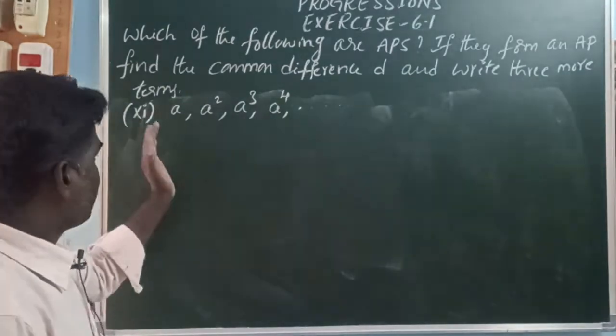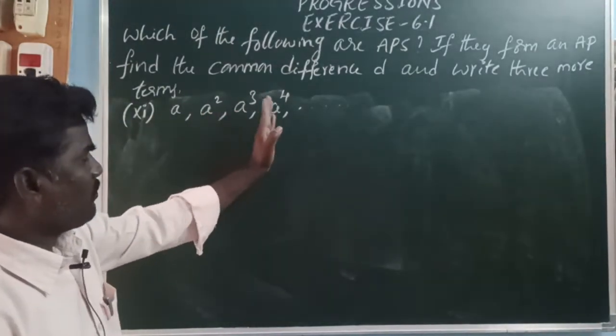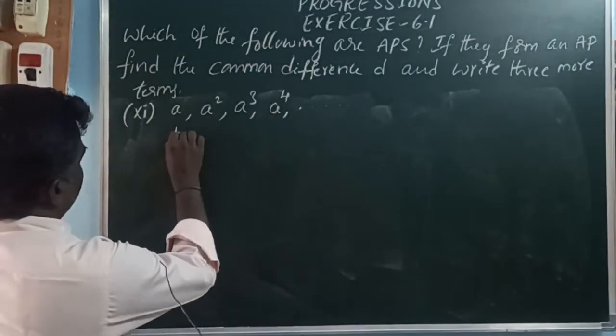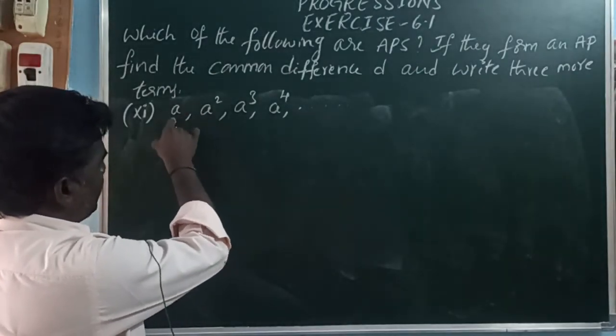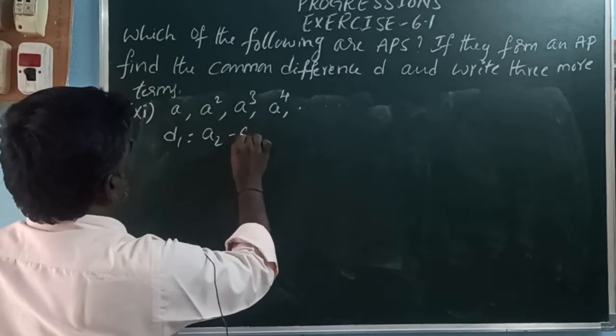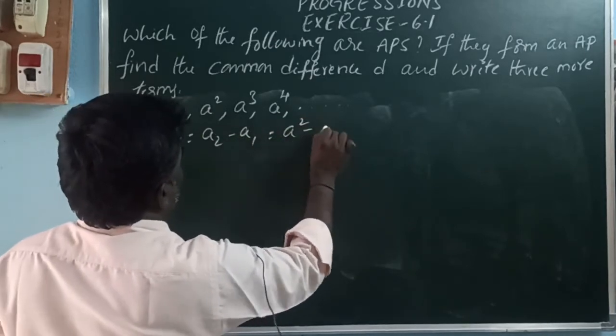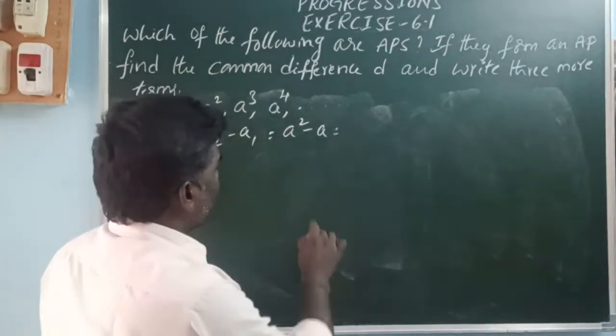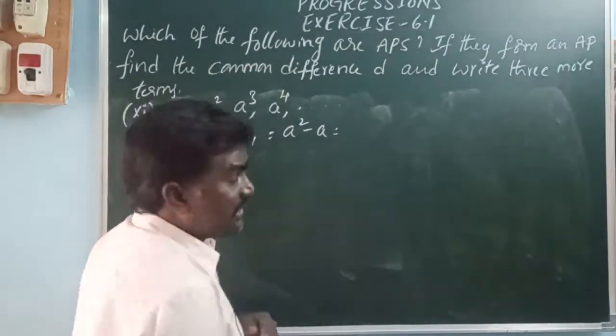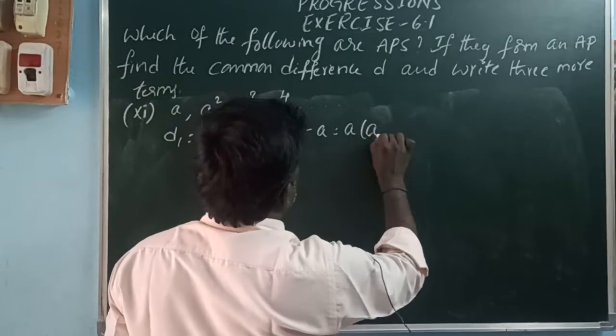Next, a, a square, a cube, a power 4 and so on. Here the common difference is the second term minus the first term, a2 minus a1, so a square minus a. A square means a into a. A means a into 1. In these two terms, what is common? a. So a of a minus 1.